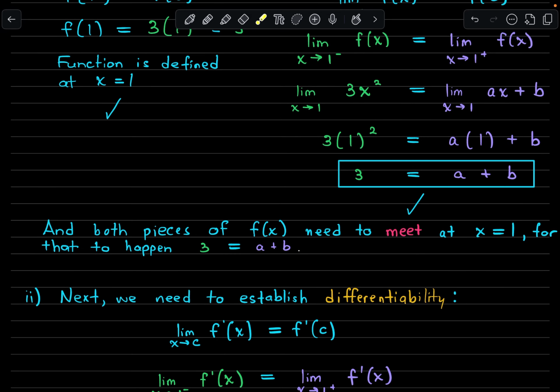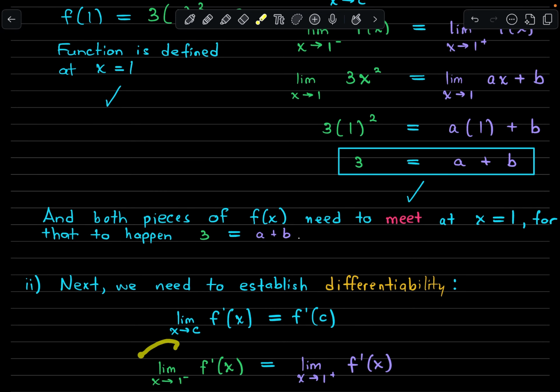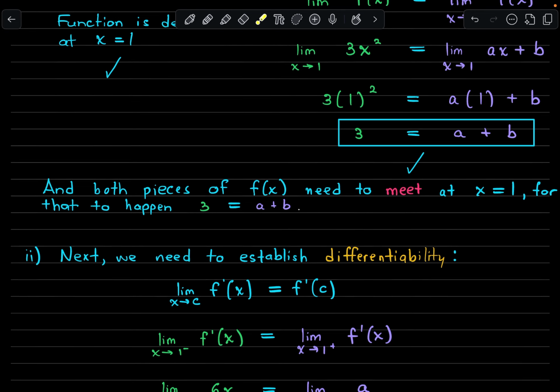The way we're going to test this is, let's see if we try to take the limit from the left, is that going to equal the limit from the right? Okay, so we've got a left function, we've got a right function. We need to make sure those limits of the derivative f prime of x meet as well.